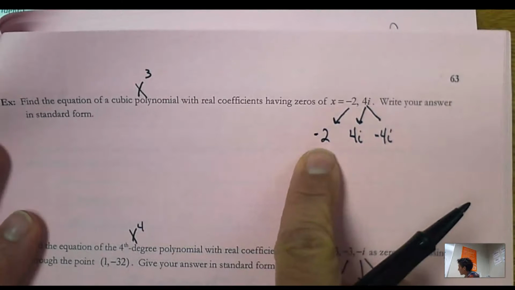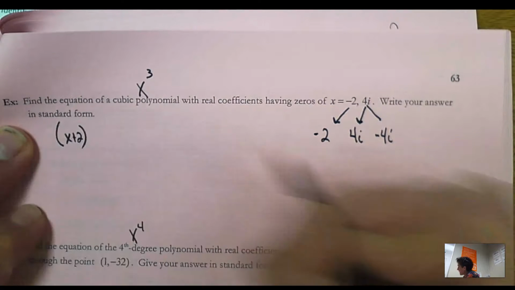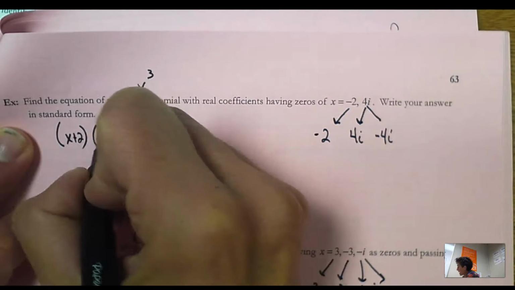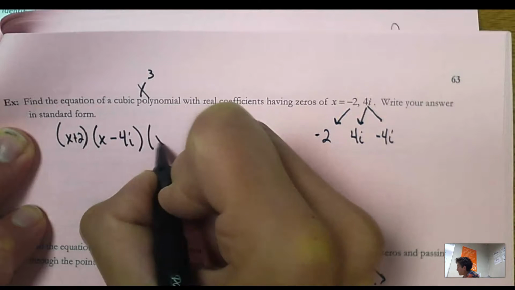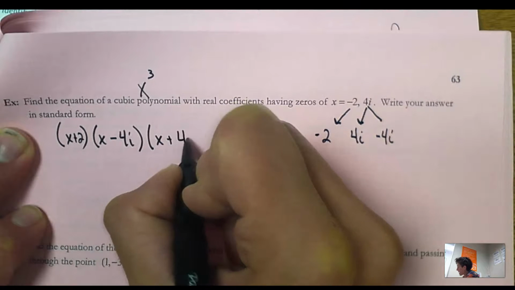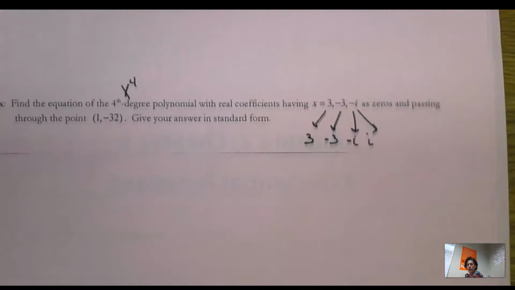So the factor that would have given me this is x plus 2. A factor for this just would have been x minus 4i, and a factor for this would have been x plus 4i. And then you just have the neighbors meet the neighbors. So before we do that, let's just go to this one.